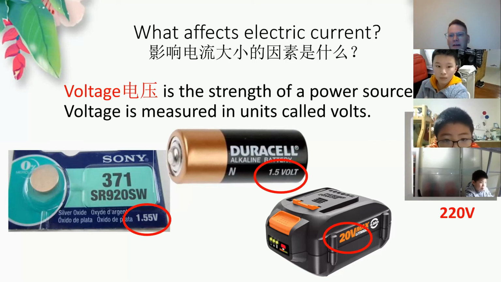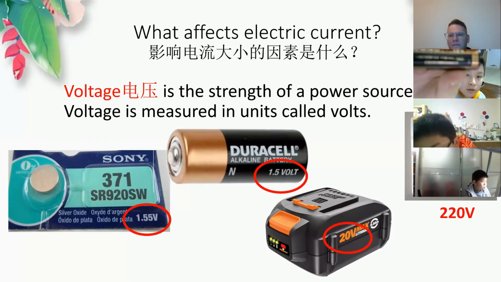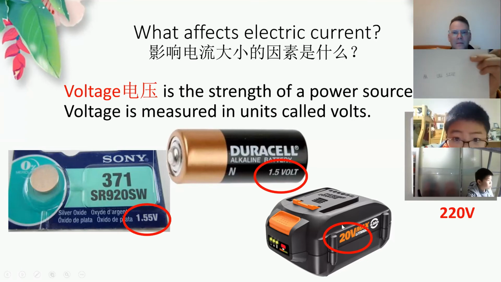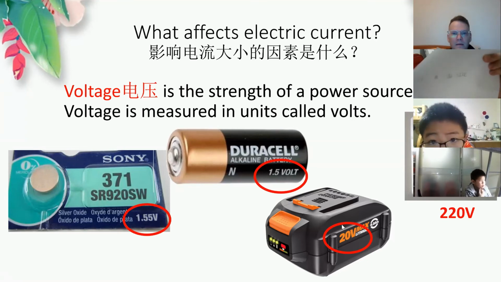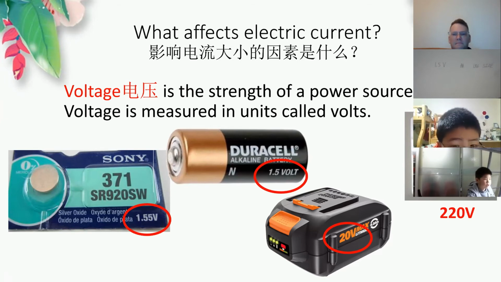What kind of battery do you have there? I can't see very well. What does it say? How many volts does it have? 1.5 volts. Yeah.